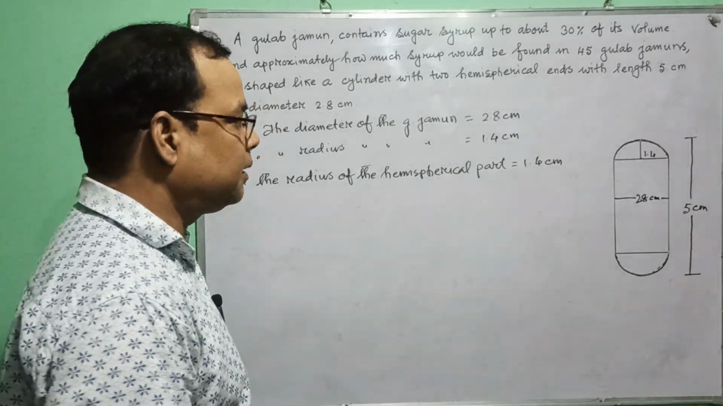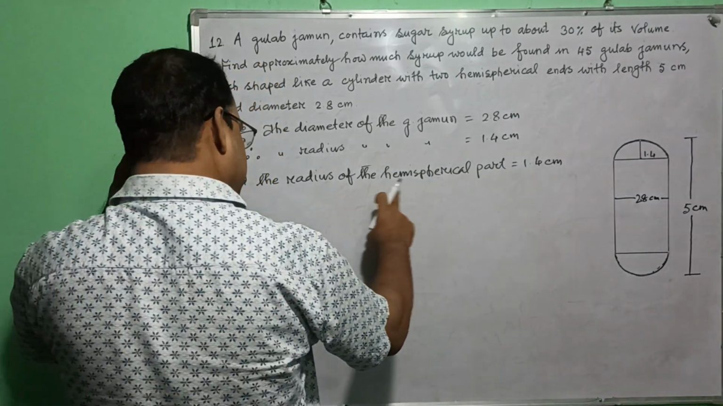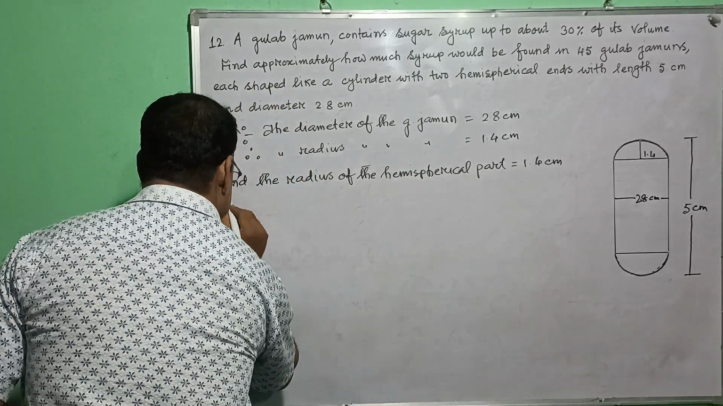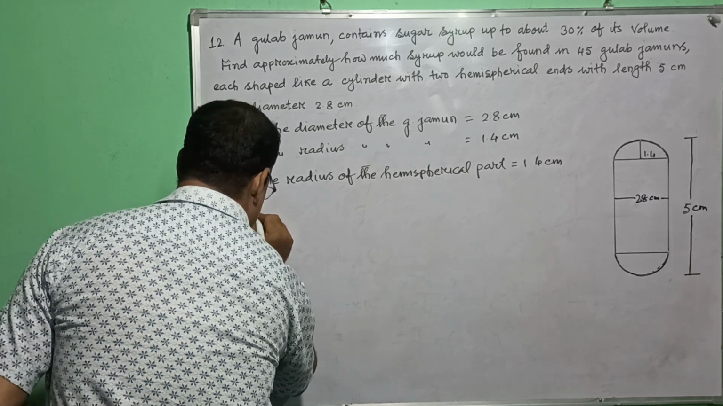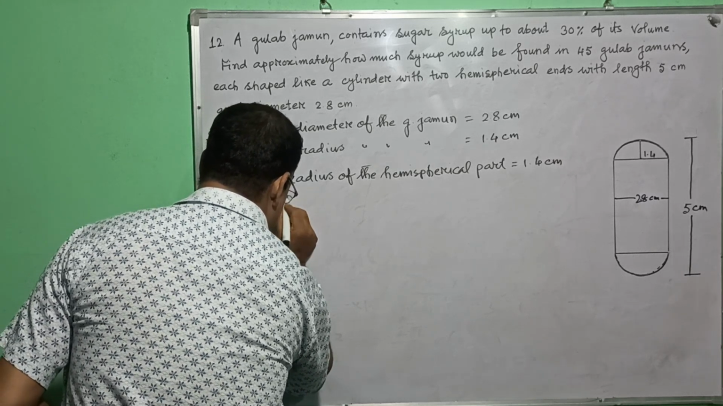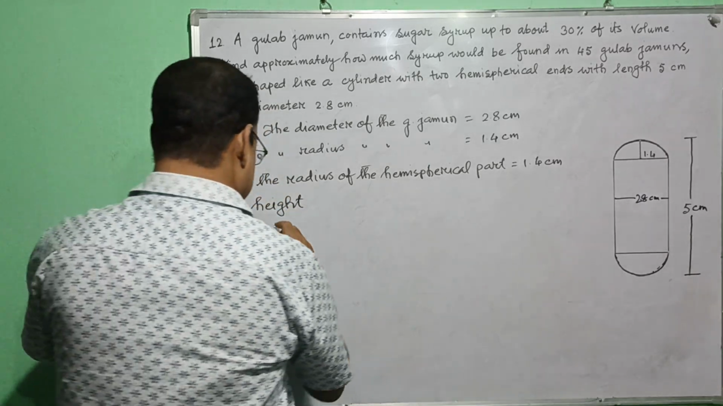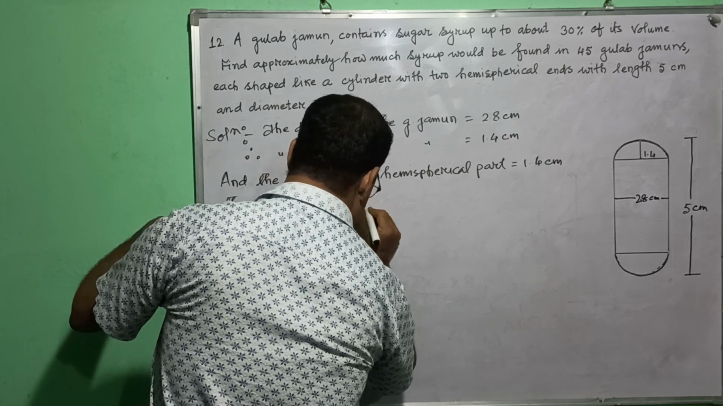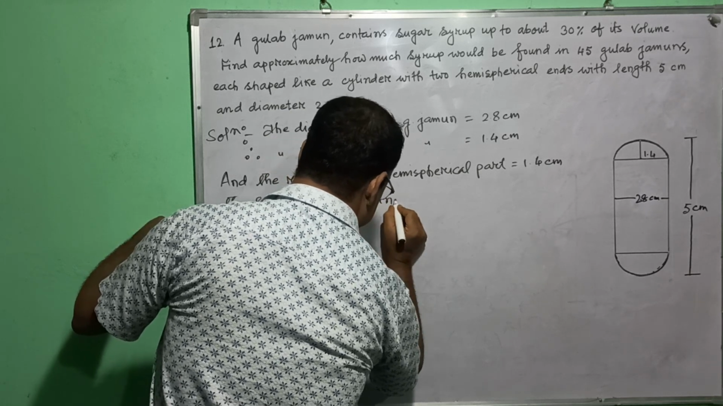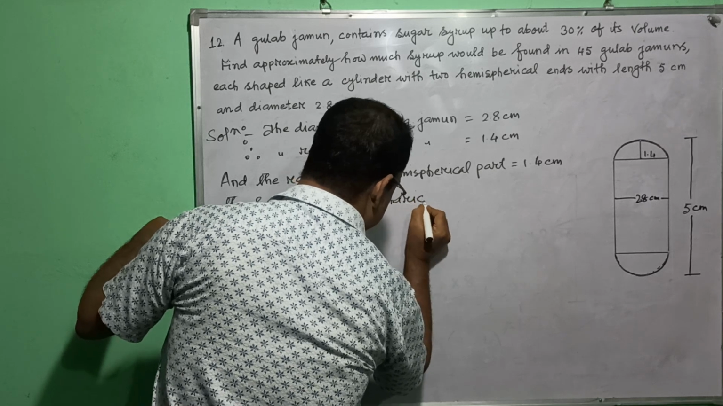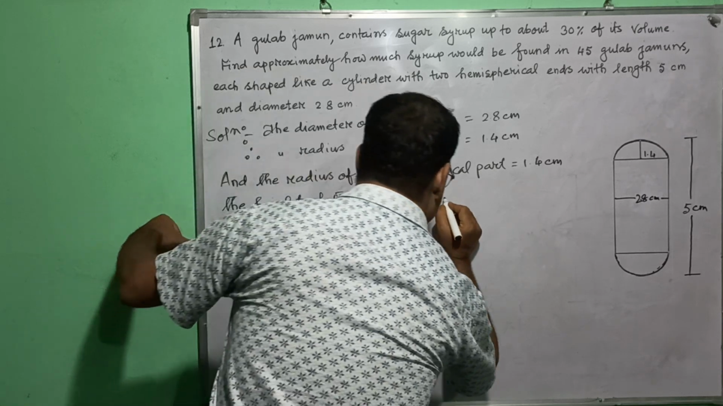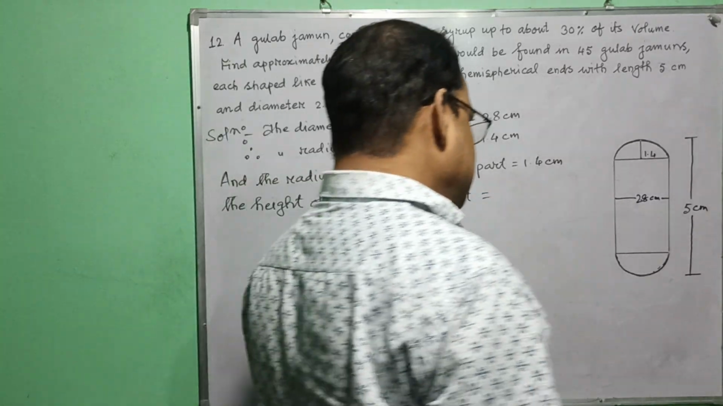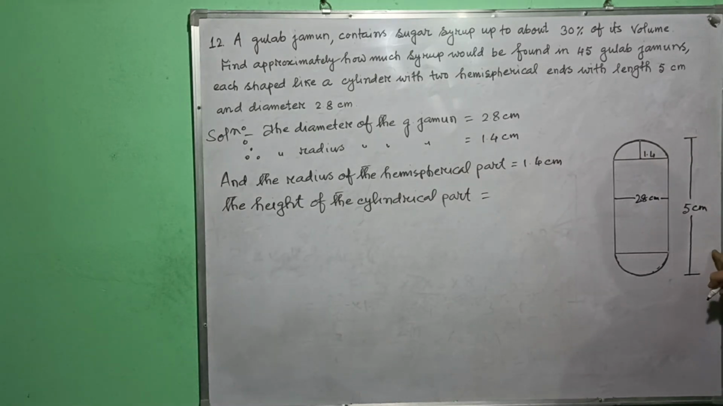One is hemispherical and another one cylindrical. So here written the radius of the hemispherical part is 1.4 centimeter, and we will write the height or length also we can write, the height of the cylindrical part equal. So total height is given 5 centimeter.